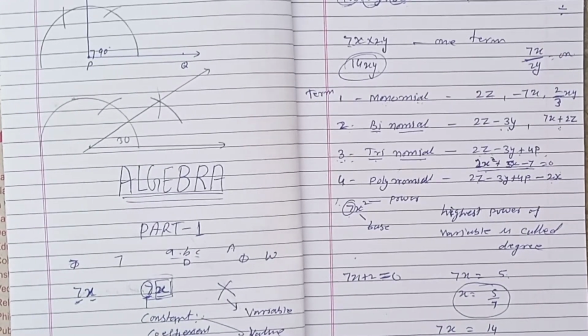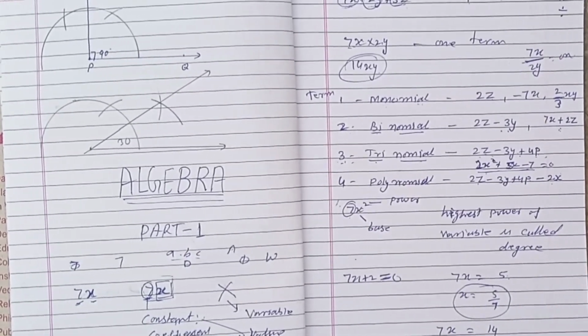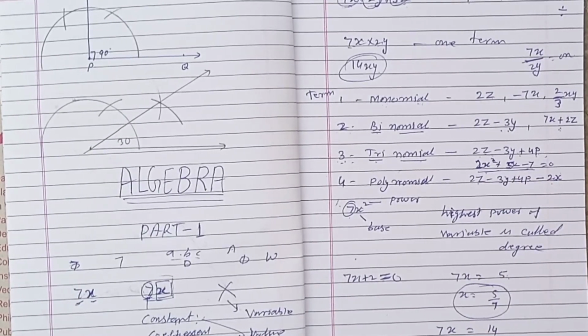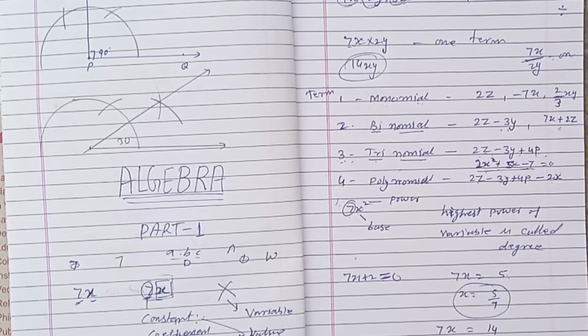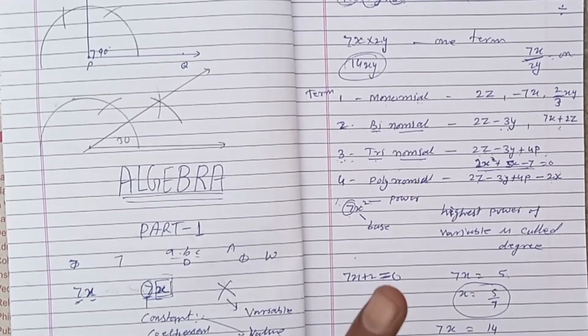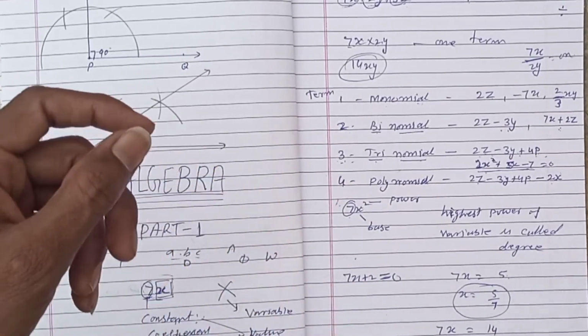Quadratic equation means 2 degree, that is, the variable has 2 degree. Suppose here I already wrote 2x square minus 5x plus 2 is equal to 0. In that, the power is 2. So it is called the quadratic equation. And a quadratic equation has 2 solutions, because of 2 degree, 2 solutions.